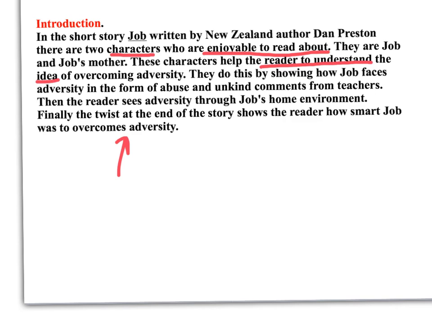I've referred to the characters such as Job's mum and Job, who I'm going to be focusing on throughout the rest of my essay. Just check your own introduction to see if you've used keywords.